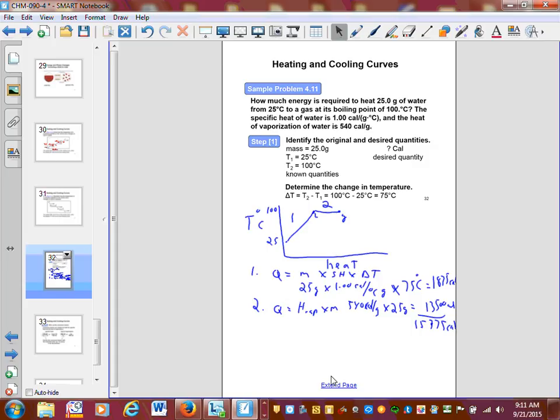Q is equal to heat of vaporization times the mass, which is 540 calories per gram times 25 grams, equal to 13,500 calories. Then I just added the two steps together. So that tells me how much heat I need to expend to get water from essentially room temperature to steam at 100 degrees C.